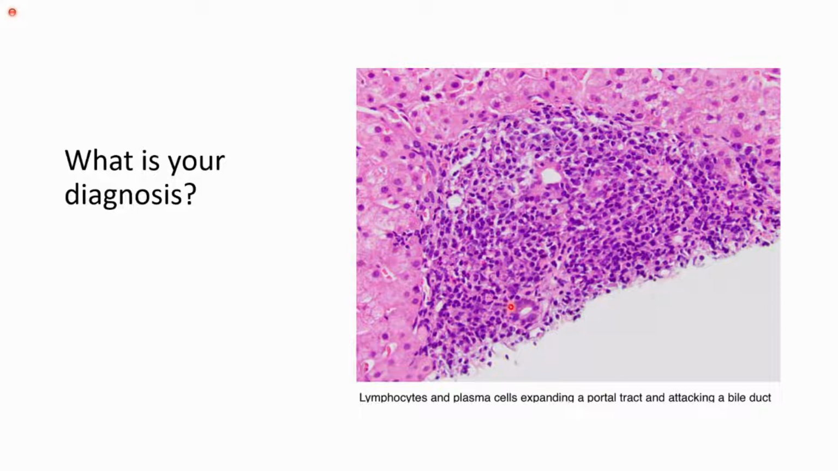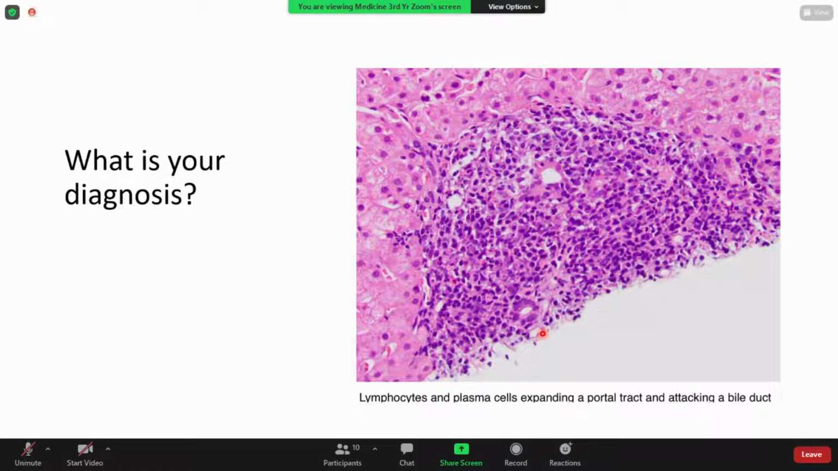البلازما سيلز they are very very numerous. يعني هون شايفين كل هدول plasma cells. هاي plasma cell. Majority of the inflammatory cells in this case are plasma cells. احنا حكينا لما نشوف plasma cells this is diagnostic of or highly indicative of autoimmune hepatitis.